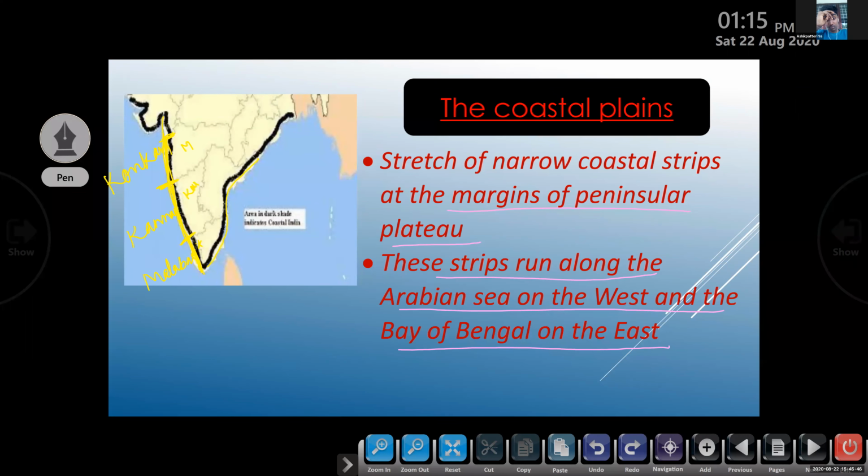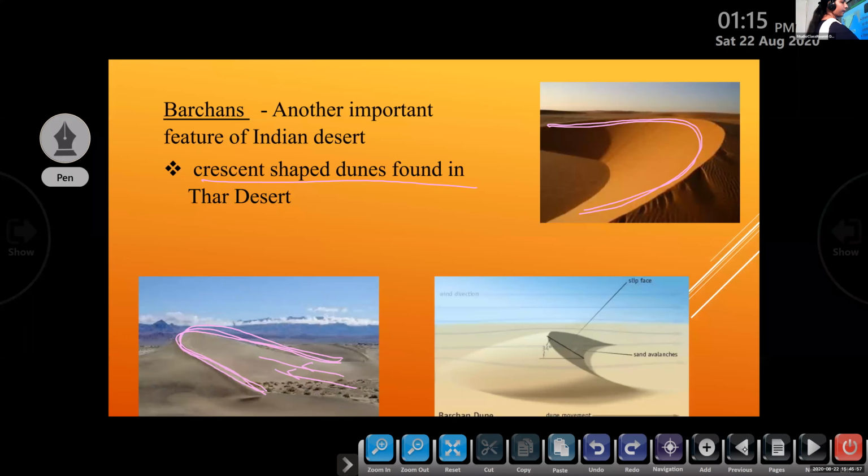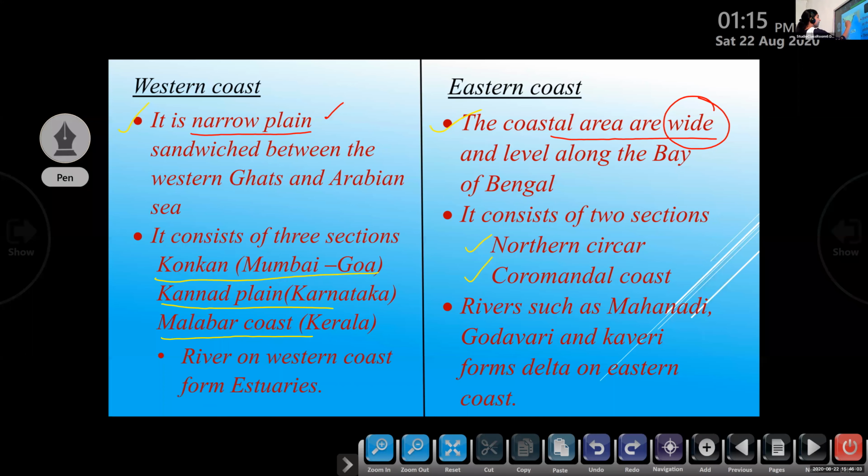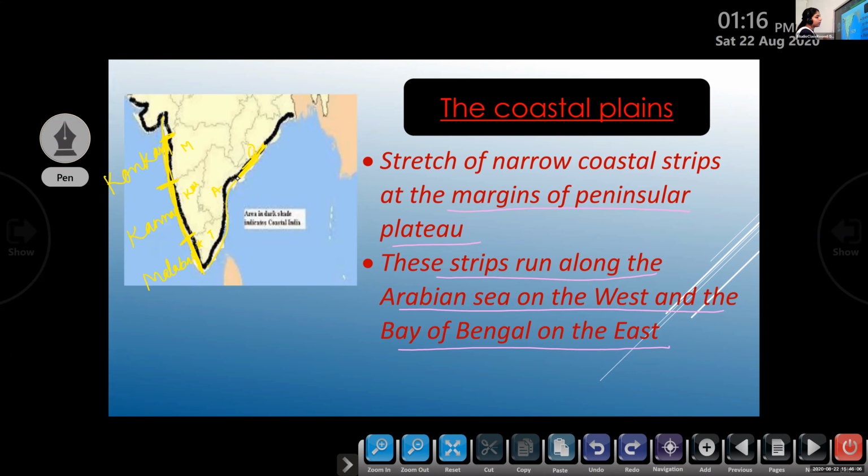Okay, here this is Tamil Nadu, Andhra Pradesh, Odisha here. Okay, then this one, Northern Sircar. It is located here, this part. This is Northern Sircar, Odisha. Then, next one, Coromandel coast. It's this part, Tamil Nadu. Northern Sircar and Coromandel coast.